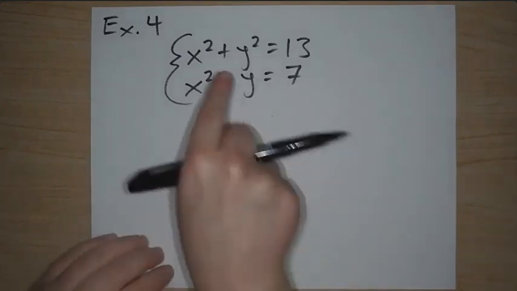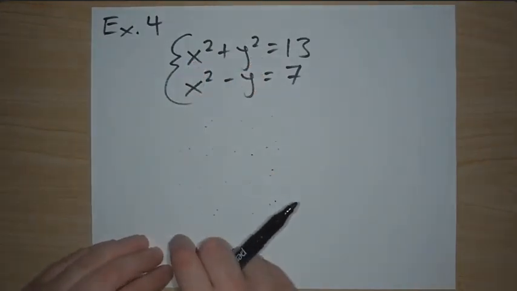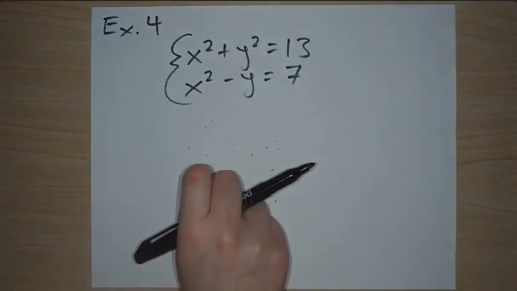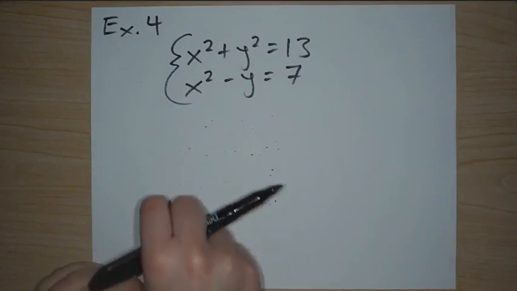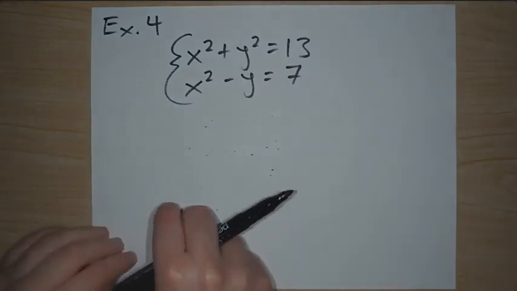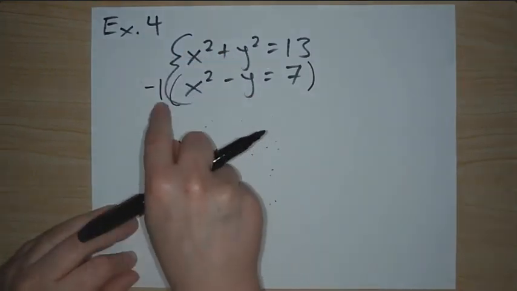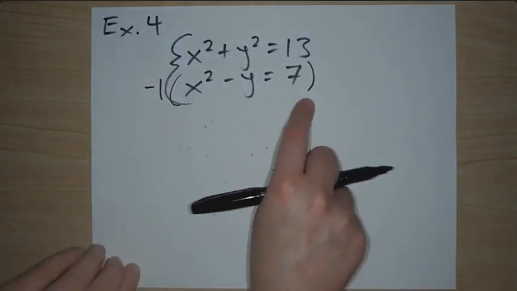So I want to eliminate a single variable, either x or y. I notice that x squared and this x squared are very similar, so all I have to do is multiply by -1 from either equation and I can eliminate it. So I'm going to do this bottom one by -1. I'm going to multiply this -1 throughout this entire bottom equation.